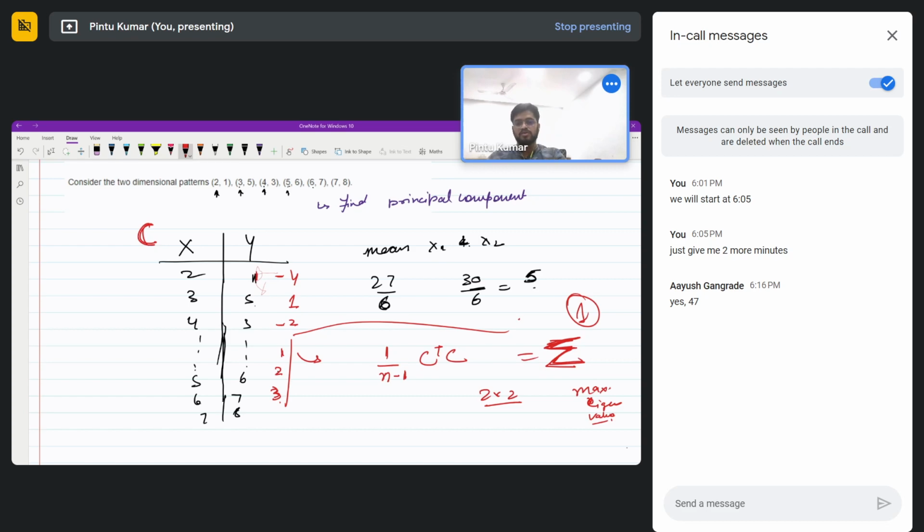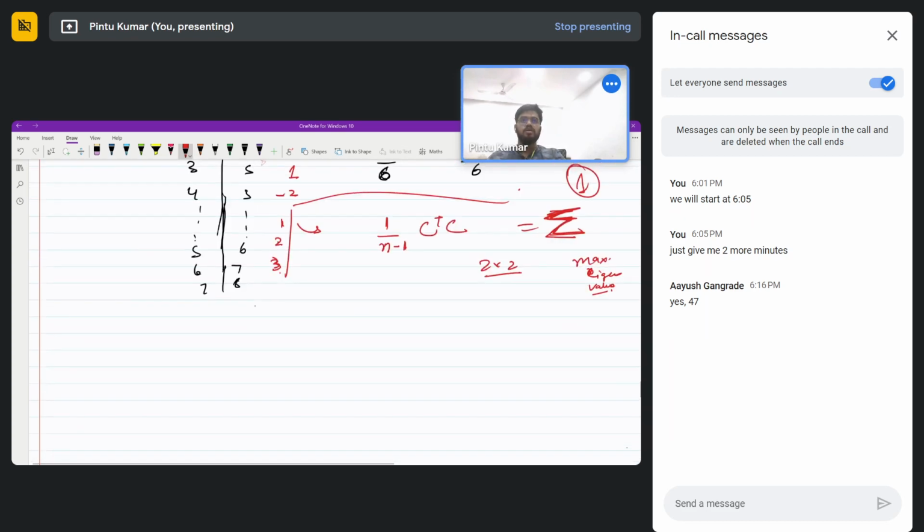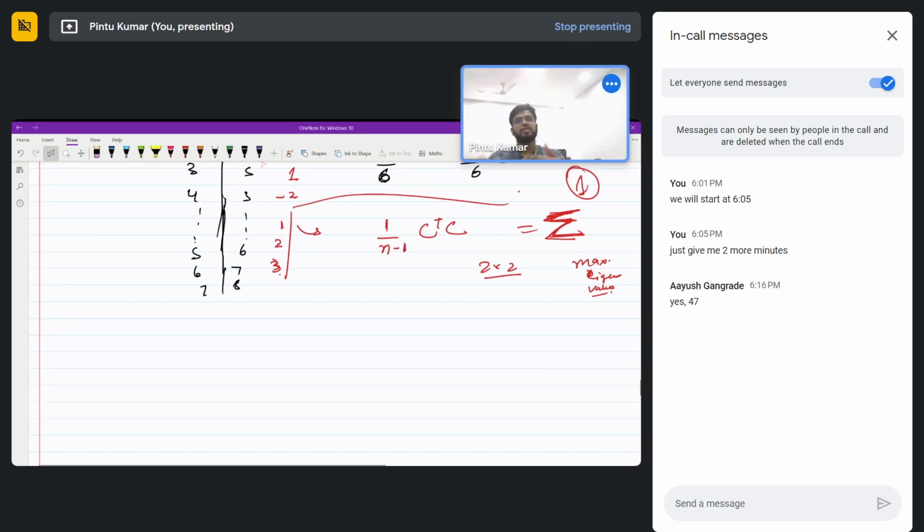Okay. Now this is a 2 hour long lecture, so we have 2 minutes left for 7 o'clock. We can just take a break for 2 minutes and then we will proceed to linear discriminant analysis, LDA.